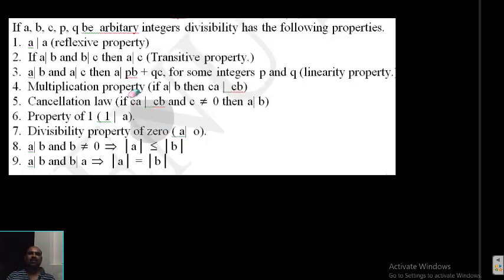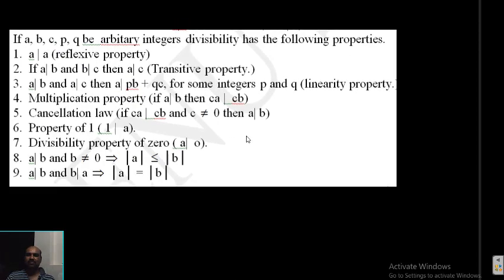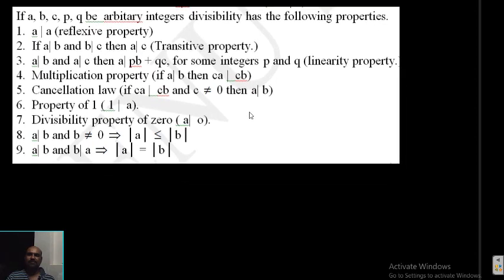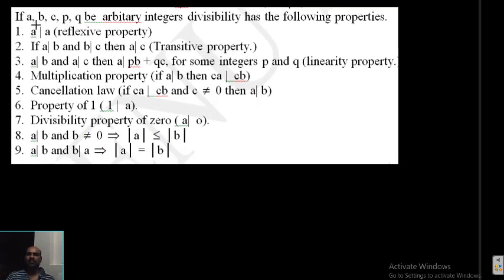So this is divisibility. Here important properties are given about divisibility, and I want to read them one by one. First, if a, b, c, p, q are arbitrary integers, divisibility has the following properties.